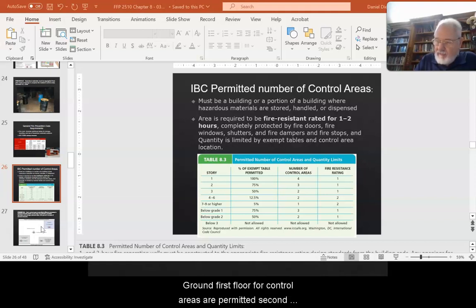Ground or first floor, 4 control areas are permitted. Second floor, 3 control areas are permitted. Third through the 9th floor, 2 control areas are permitted. Above the 9th floor, 1 control area is permitted.